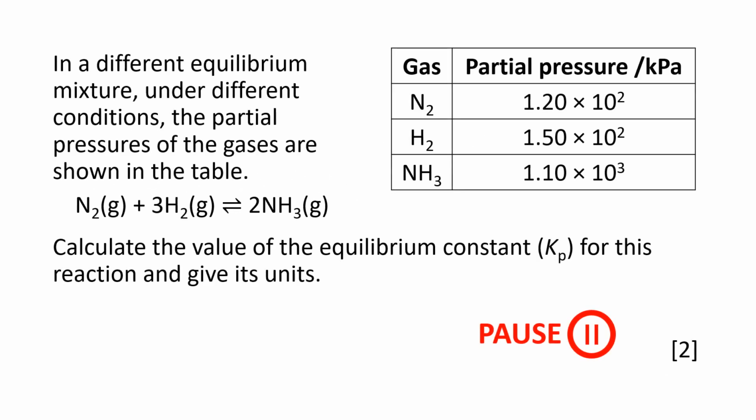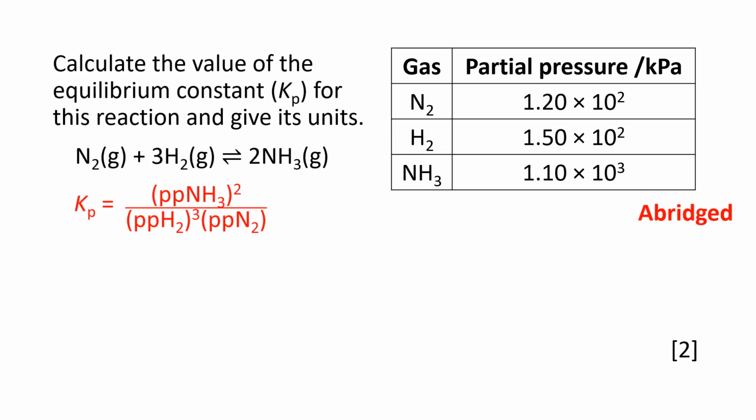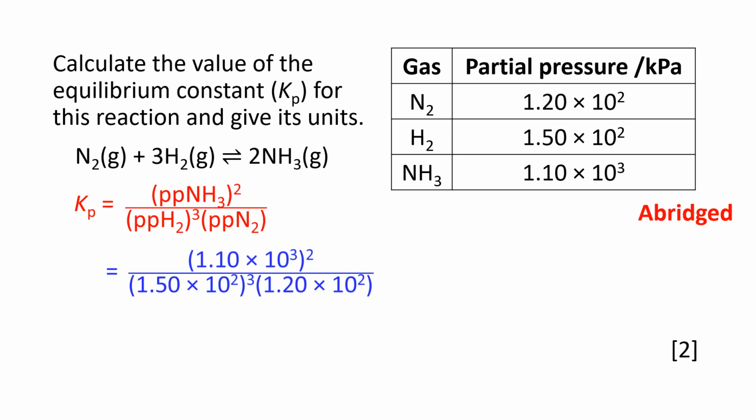Here's the next part of the question. Use the Kp expression that was derived in the previous part of the question. Next, substitute the partial pressure values into the Kp expression. These are given in the table. Kp works out to be 2.99 times 10 to the minus 3. I have given the answer to 3 significant figures, the same as the data given in the question.